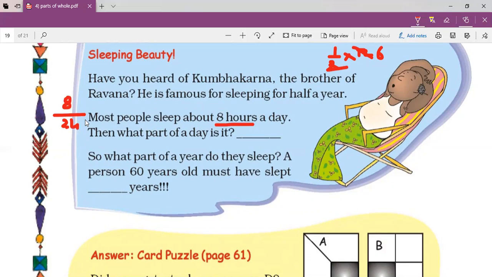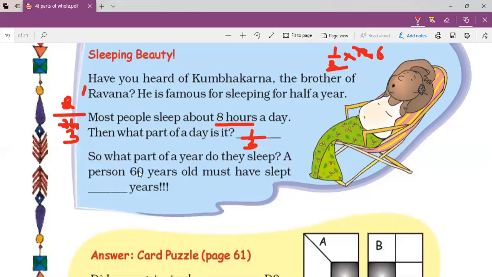So what do you do? Just divide. 8 ones are 8. 8 how many is 24? Say the 8 table. 8 ones are 8, 8 threes are 24. So what part of a day do they sleep? They sleep one third part of a day.